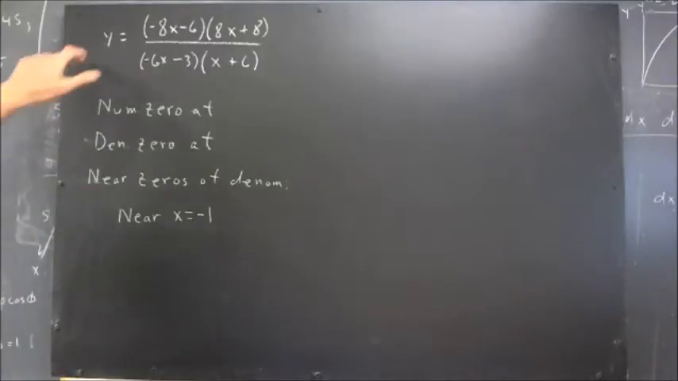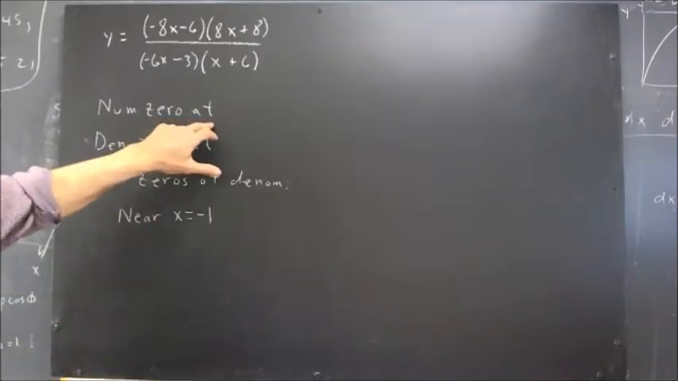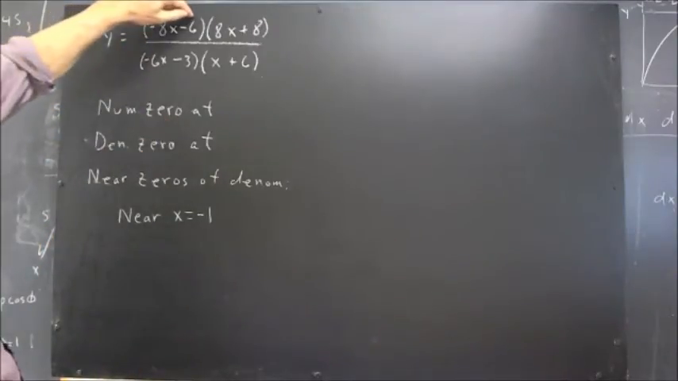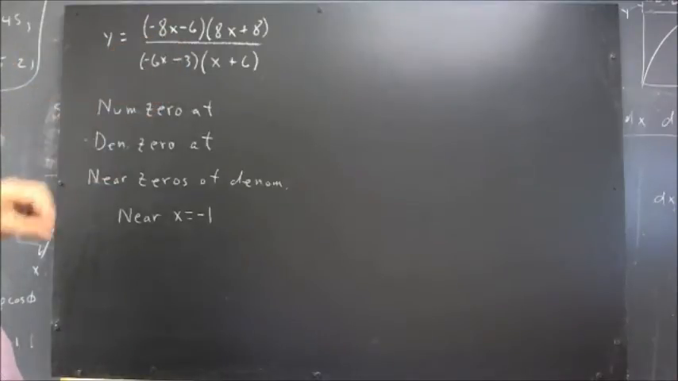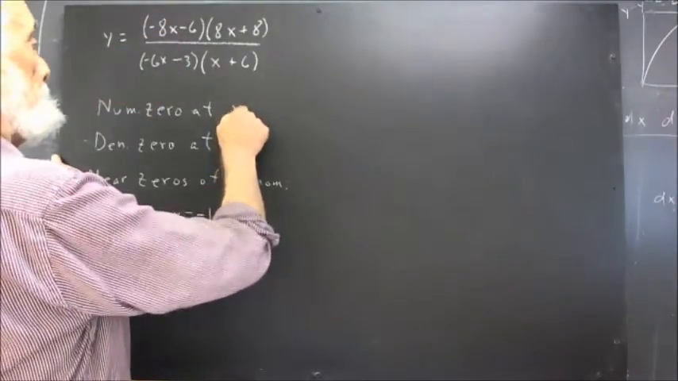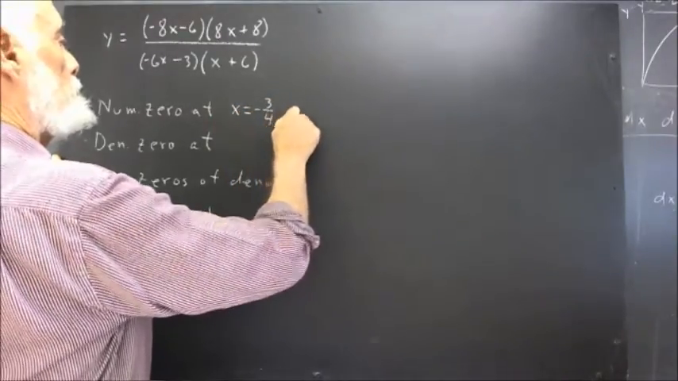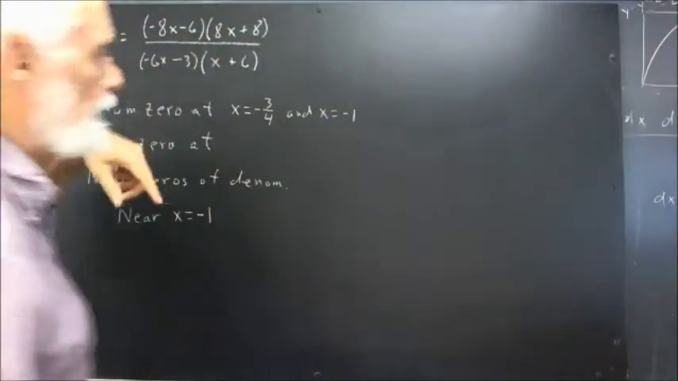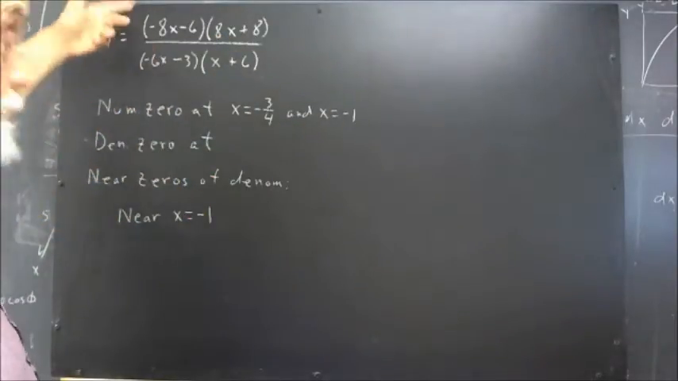Now let's extend by considering this rational function. Where's the numerator 0? Well, the numerator is 0 at a couple of points. The point where negative 8x minus 6 equals 0, and that's going to be at x equals negative 3/4. And from 8x plus 8, 8x plus 8 is 0 if x is negative 1. You can easily verify that.